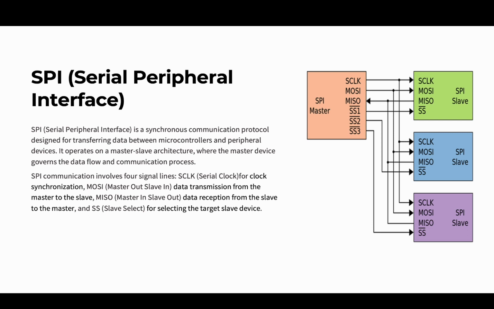SCLK, that is serial clock, which is used for the clock synchronization. MOSI, master out and slave in, where data transmission occurs from the master to the slave. MISO, master in and slave out. Here data reception is gained from the slave to the master. And SS, that is slave select, it is used for selecting the target slave device.